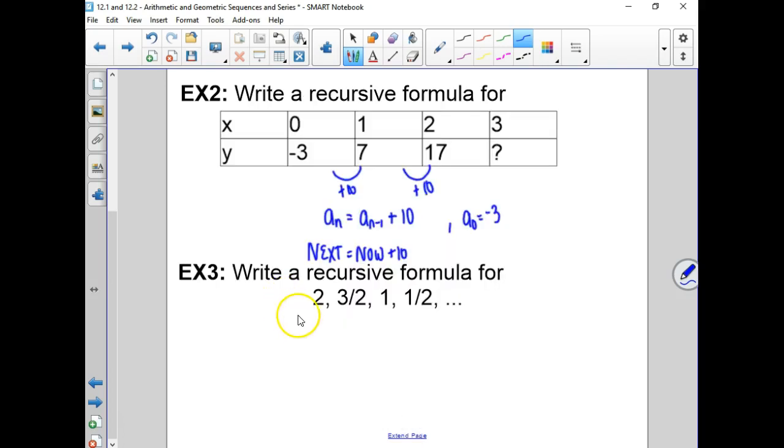If we look at example 3, it says to write a recursive formula for 2, 3/2, 1, 1/2. So we can see here that what's happening is we're subtracting 1/2 each time. So we're going to have a formula where a sub n equals a sub n minus 1 minus 1/2.